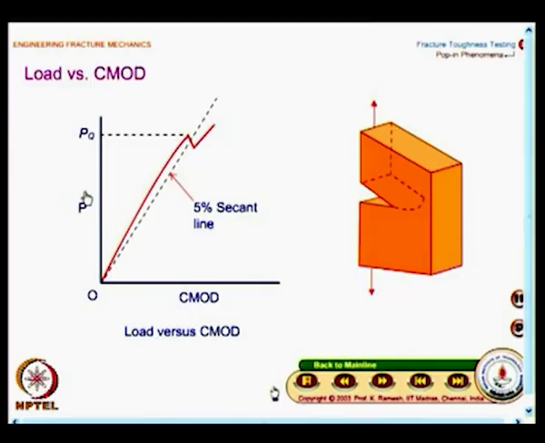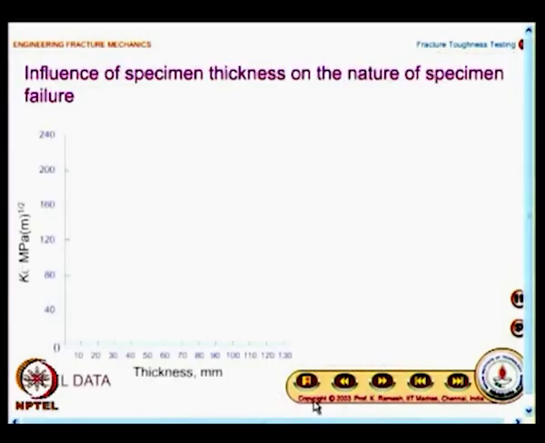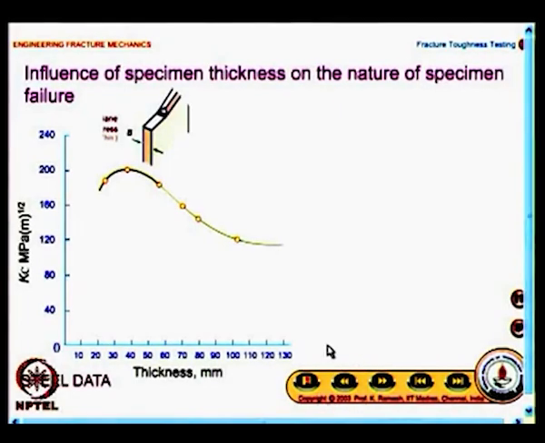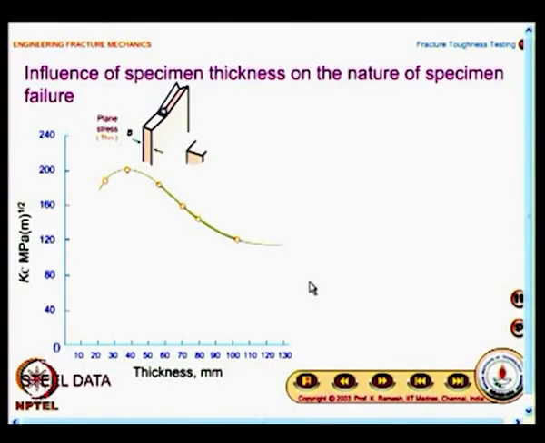So, the idea of getting the load versus CMOD graph is to find out what is the value of P that you should substitute for finding out fracture toughness. And you know, we have seen different types of material behavior, and you also find as a function of specimen thickness, the way the fractured surface will appear is also different.